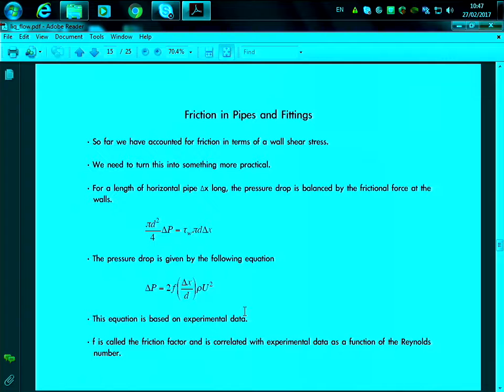So this equation is based on experimental data, and F, called the friction factor, is correlated to experimental data as a function of Reynolds number. Who has seen this chart before? Can you raise your hand if you have seen that? Nobody? Long time. Well, not this one, but let's say the friction factor chart before. Yes? Okay.